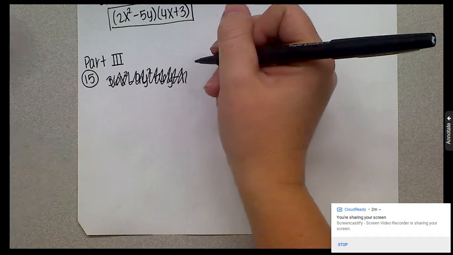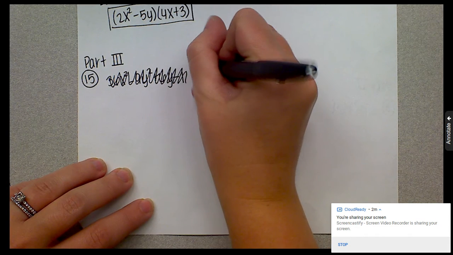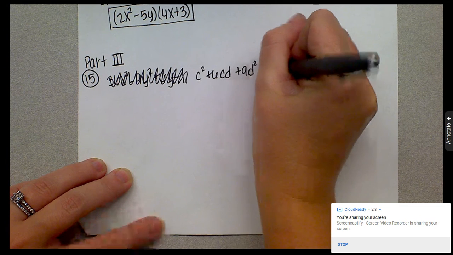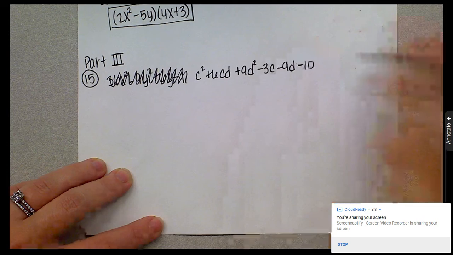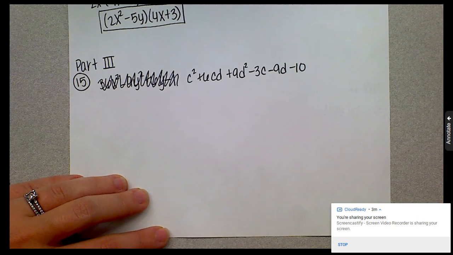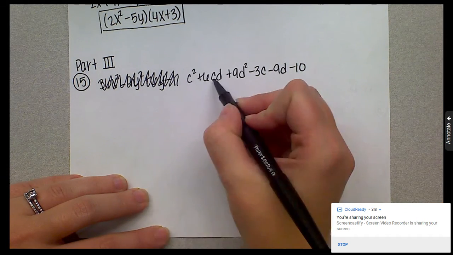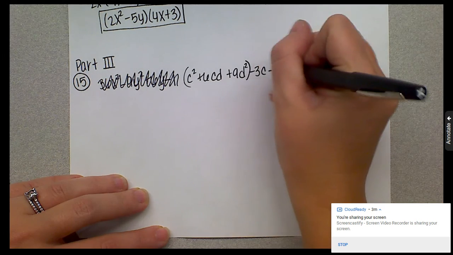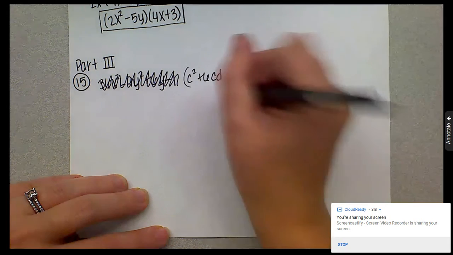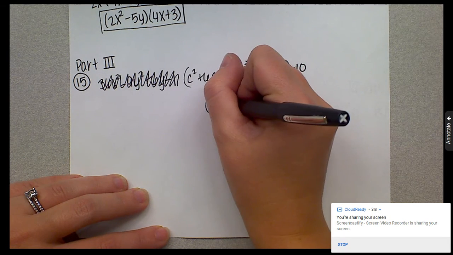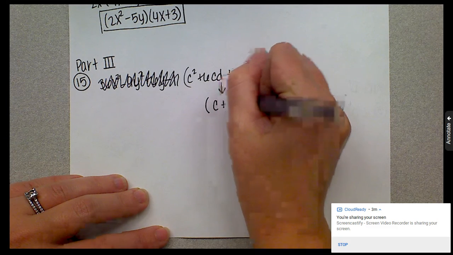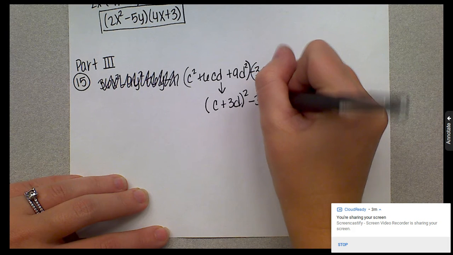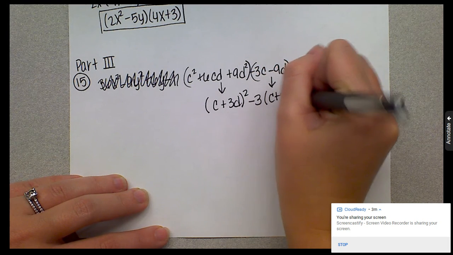There we go. Part 3, number 15. It was c squared plus 6cd plus 9d squared minus 3c minus 9d minus 10. We did one like this yesterday on that video. Since I have c squared, cd, and d squared, those are all kind of related. That middle term relates those two, so I'm going to group those. I'm going to factor this, which would factor to c plus 3d squared. I'm going to factor this, which is just a GCF problem of negative 3, and I'll be left with c plus 3d minus 10.